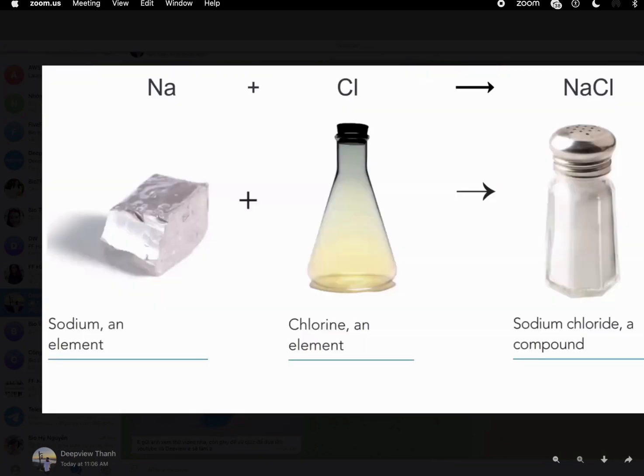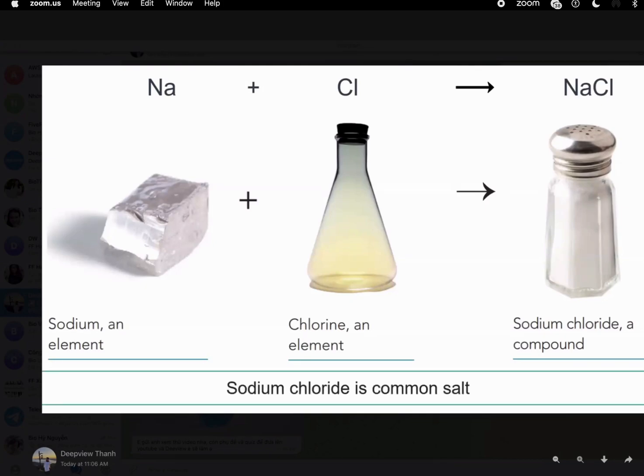Now, let's talk about the properties of elements and compounds. A compound is entirely different from the elements from which it is made. When two different elements are bonded, they completely lose the properties of the individual elements. The compound has totally new properties. For example, sodium chloride is not at all like either sodium or chlorine. You may have eaten some sodium chloride today. Sodium chloride is common salt. However, you would not want to eat any sodium or chlorine alone.